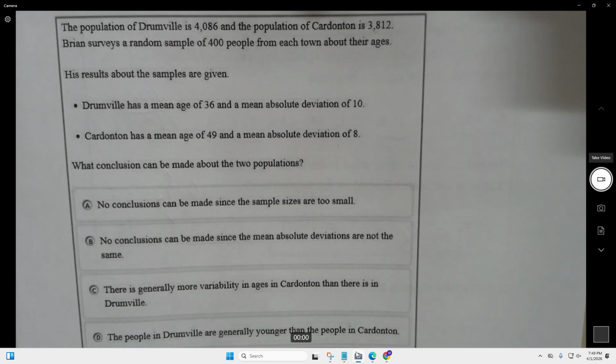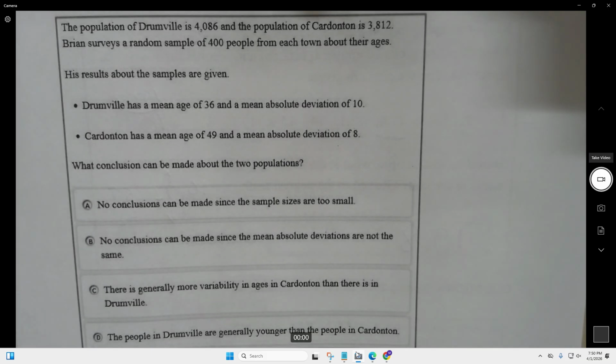So mean absolute deviation is a measure of variability. The idea is that if your ages are closer to the mean, your mean absolute deviation will be lower because there is less variability. Okay? Someone with ages of 1 and 50 will have a higher variability, a higher mean absolute deviation than someone who is 25 and 27, if the mean is 26.